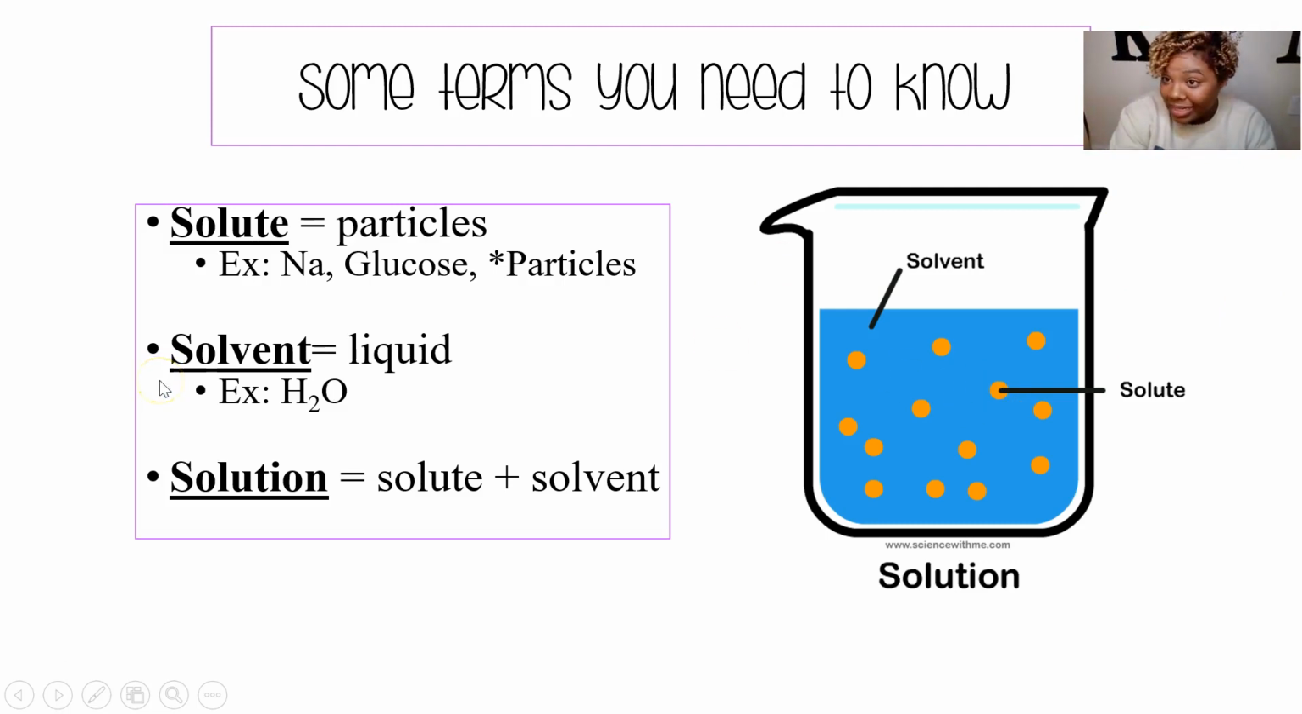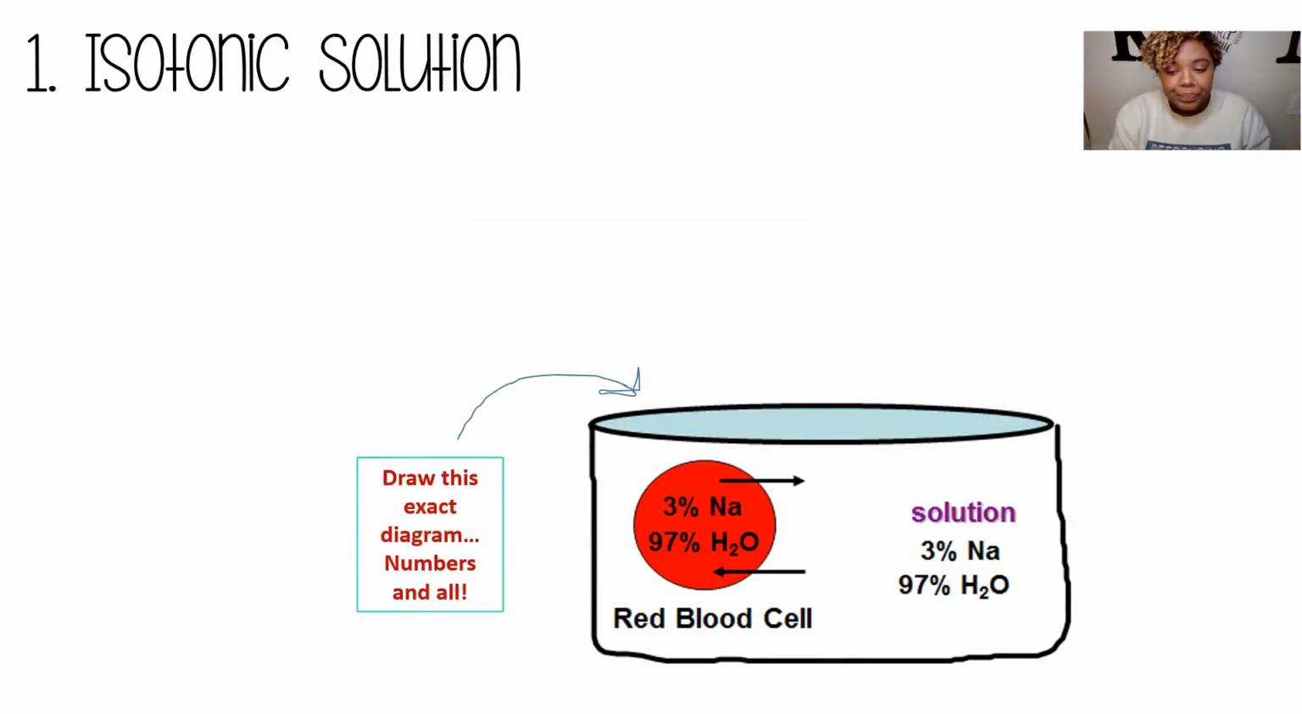Then we have solvents. Solvent. So the solvent is the liquid, which majority of the time is water. So here's the solvent, and then the solution is all of it combined. So this whole thing is solution. You're going to need to know this, guys. So solute is the particle. Solvent is the water. Solution is the whole thing put together. I wanted that to rhyme, but it didn't.